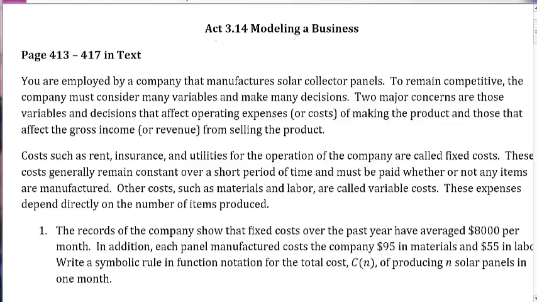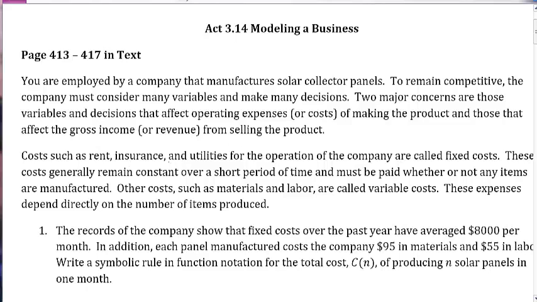This video is about activity 314, and the problem that we're going to go over models some business information. You're employed by a company that manufactures solar collector panels. To remain competitive, the company must consider many variables and make many decisions. Two major concerns are those variables and decisions that affect operating expense or cost of making the product and those that affect the gross income or revenue from selling the product.